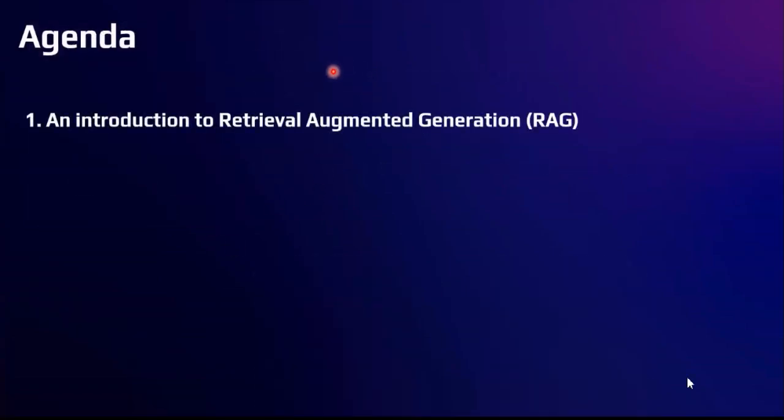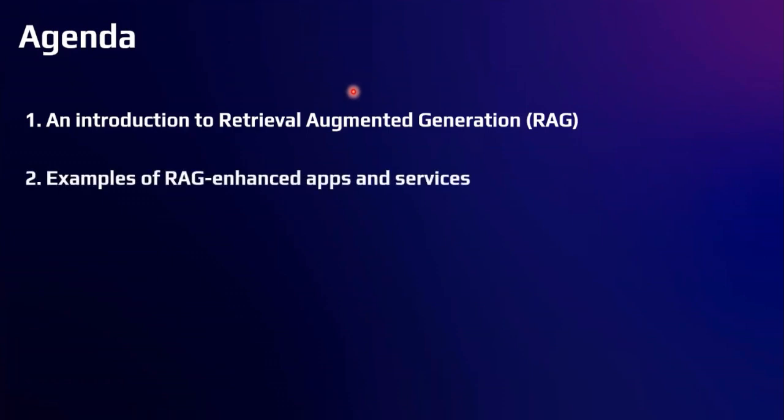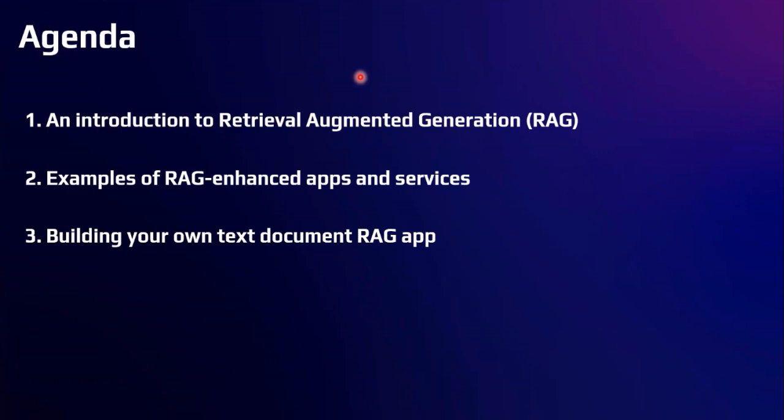So I will be giving you a quick introduction on the concepts of Retrieval Augmented Generation, or RAG in short. And I'll provide you with some examples of RAG-enhanced applications and services that are already available, most of them free. And also we'll be building our own text document RAG app on a service called AWS PartyRock. It's a free service and it's great, really easy to use. And finally, we'll have a Q&A, which should last about 15 minutes after half an hour of this presentation.